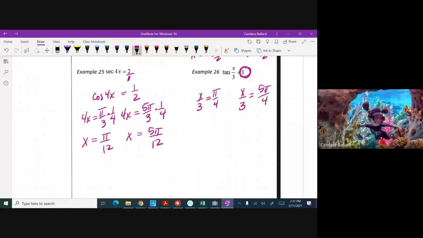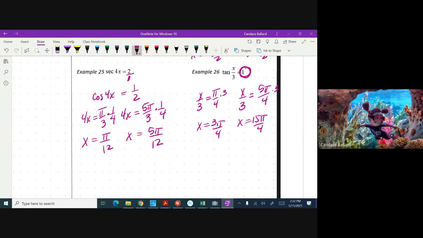All right, how do I get the 3 to the other side? What am I going to have to do? Add, subtract, multiply, divide. What are we going to have to do there? What do you guys think? All right, it's looking good. We're going to have to multiply that over. So I'm going to multiply by 3 on both sides. So I get x equals 3 pi over 4 and x equals 15 pi over 4.